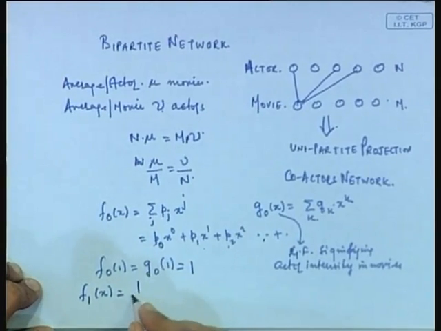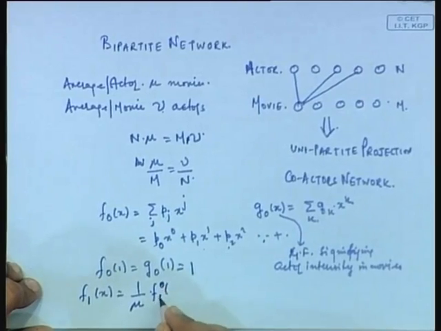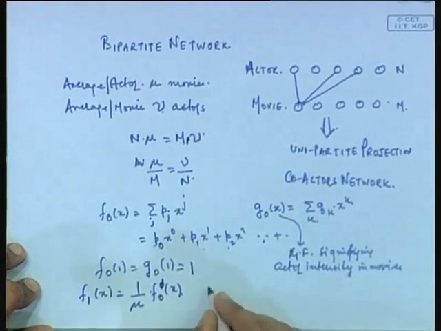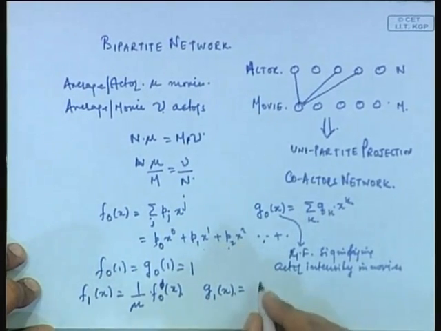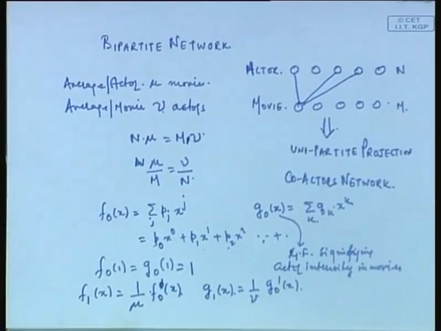Same as from the old thing, f1 x is 1 by mu f0 dash x, and g1 x is 1 by nu g0 dash x. This is again the same thing. I find g1 from g0, I find f1 from f0. Any problem?